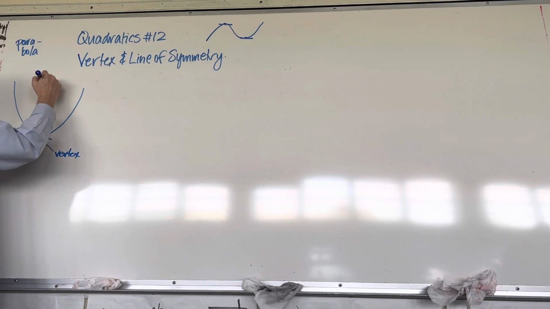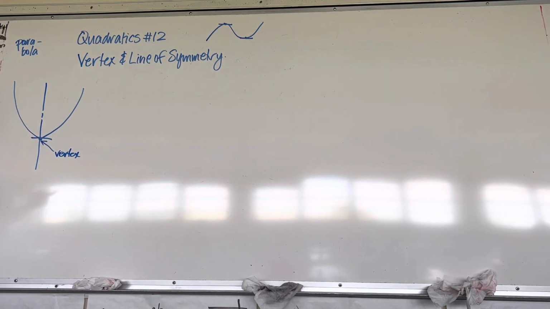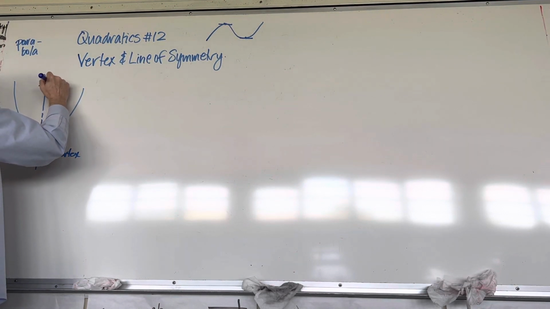And here's line of symmetry. And I'm trying to draw a center line like they do in drafting. In drafting, there's a certain type of line that tells you it's the center of the shape. Right? That's a center line. Fair enough? And they call it line of symmetry. Line of symmetry.